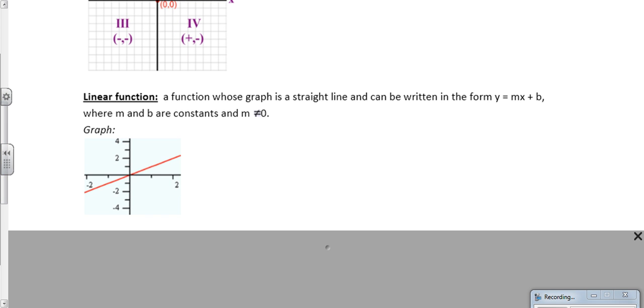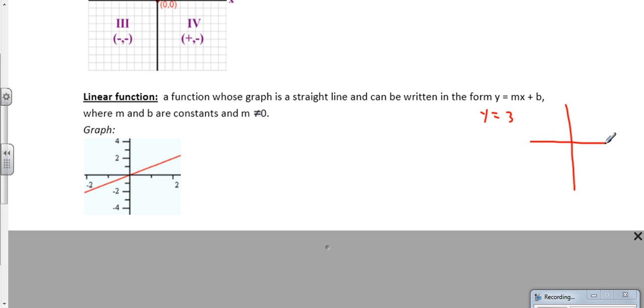A linear function, a function whose graph is a straight line and can be written in the form y equals mx plus b, where m and b are constants and m cannot be 0. In other words, your slope cannot be 0. So we have an example given. There's many examples. Let's talk real briefly about what would it mean if m was 0. So if I had a slope of 0, I would have an equation like this: y equals 3.